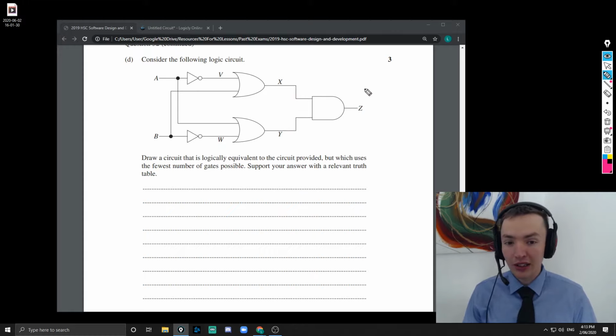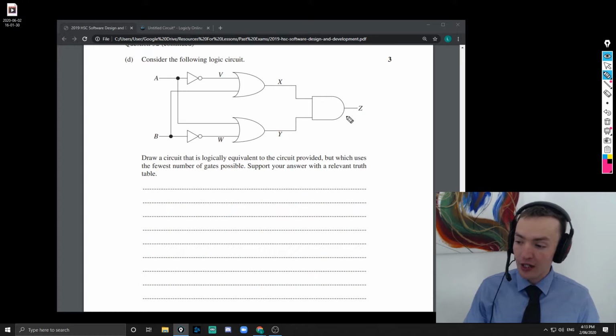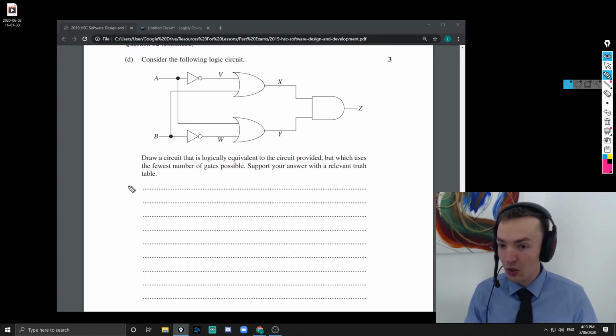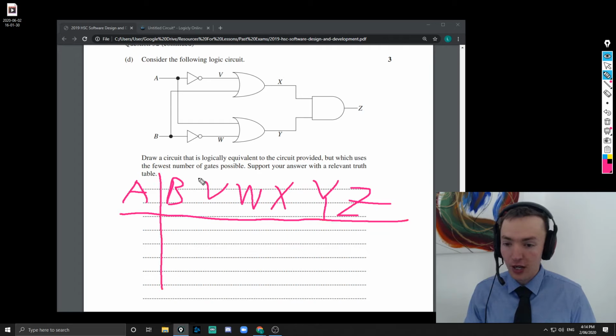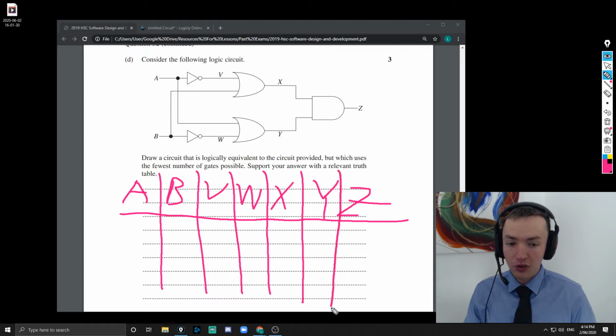Using all these letters, we can break it down in a table. To do that, all you do is this. You write the letters: A, B, V, W, X, Y, Z. And then we draw a table. We draw a line here, a line there, a line here, and so on and so forth. This is what you do in the exam, by the way, because they give you plenty of space. So you draw all this, and we want to fill this table out.